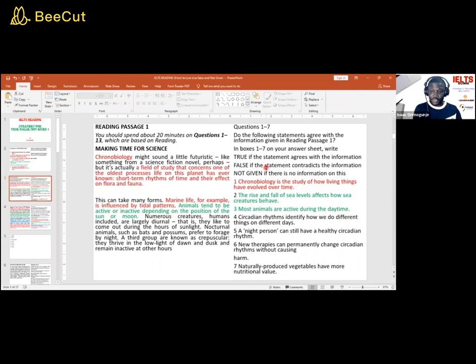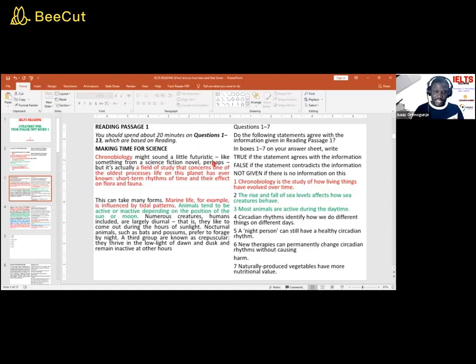Have evolved over time. What is this question trying to say? It's trying to define chronobiology. Okay, let's look where we can find it here. So this one says chronobiology, might sound a little futuristic, like something study. This one says is the study of how.